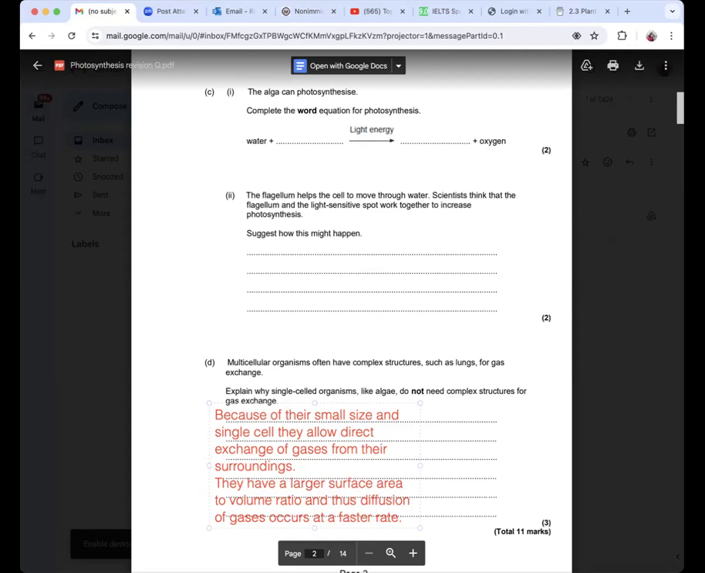And also, since algae has a flagellum, it helps algae to move into water body with high concentration of oxygen. They basically can move into the regions where the concentration of oxygen is high. Okay.